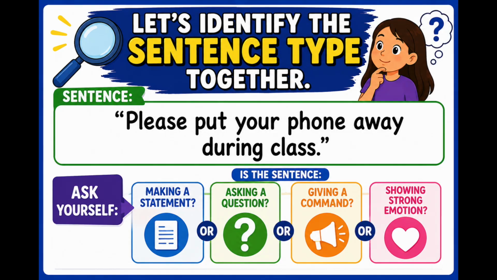Now, you know how I like to do. We're going to do a few practice ones together before I release you to work on your own. So let's look at this sentence. "Please put your phone away during class." Now, before you decide what type of sentence it is, ask yourself, is this sentence making a statement, asking a question, giving a command, or is it showing strong emotion?